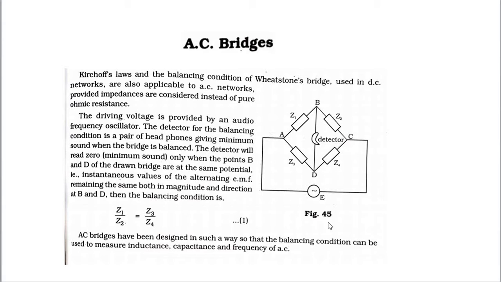Here the source is also AC, and we are using impedances instead of pure resistors, and also instead of a galvanometer we are using headphones or that type of detector. So that is the basic difference between an AC bridge and a DC bridge.